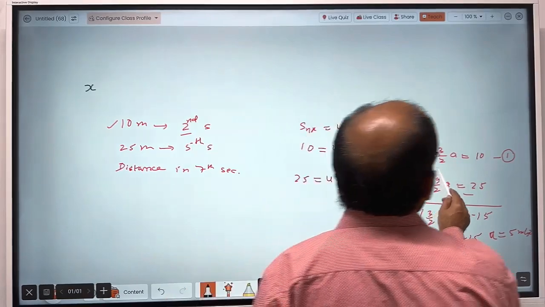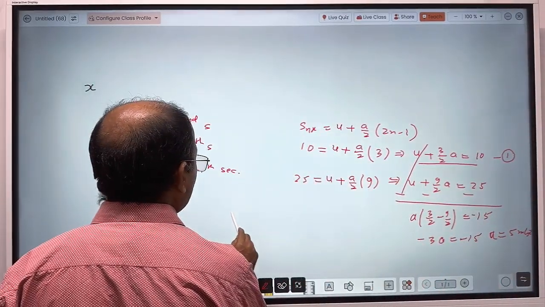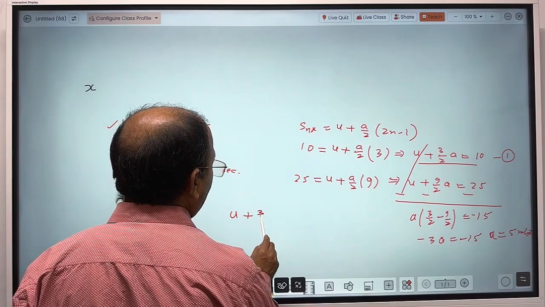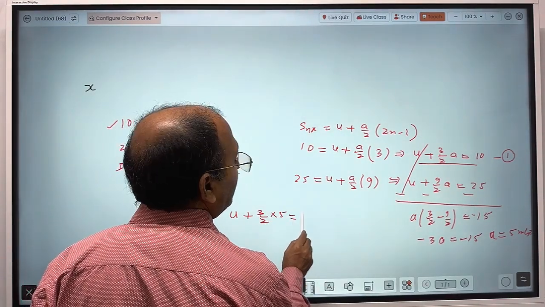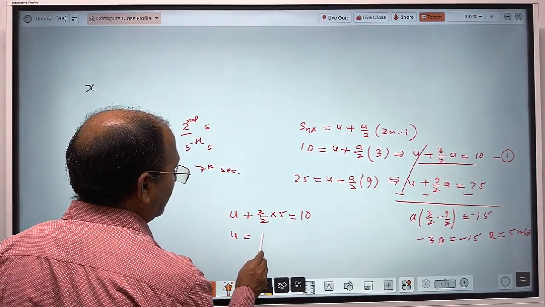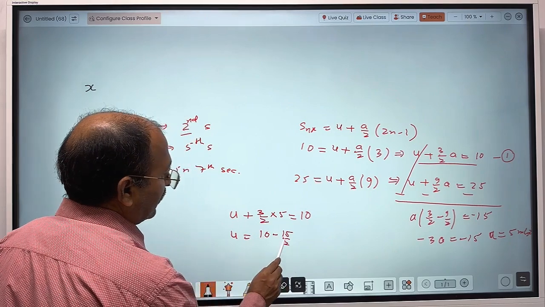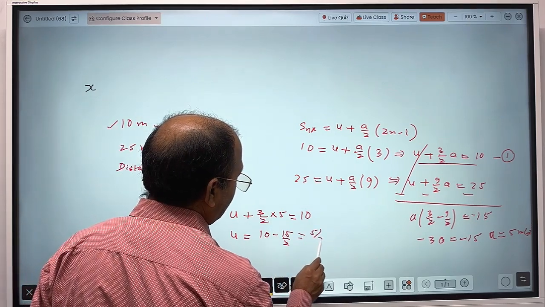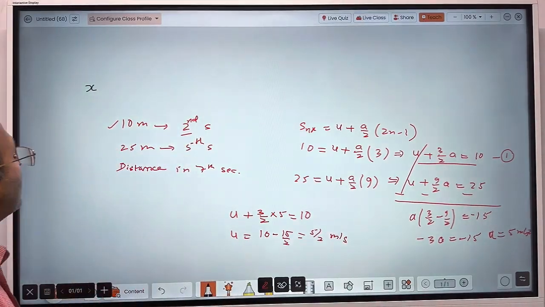Now from any equation, suppose we take this, we can get the value of u. So u plus 3 by 2 times a, which is 5, is equal to 10. So u equals 10 minus 15 by 2. So this is 5 by 2 meter per second.